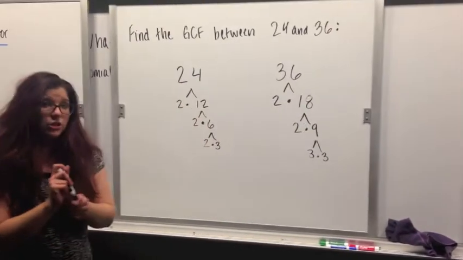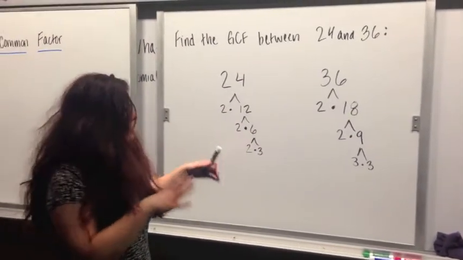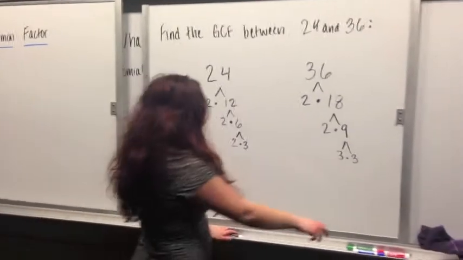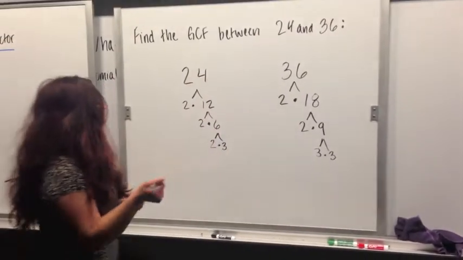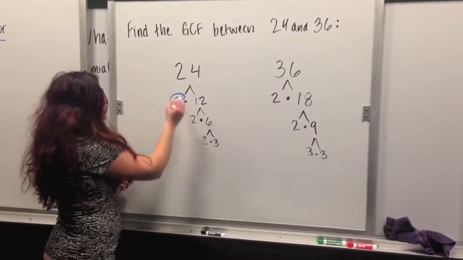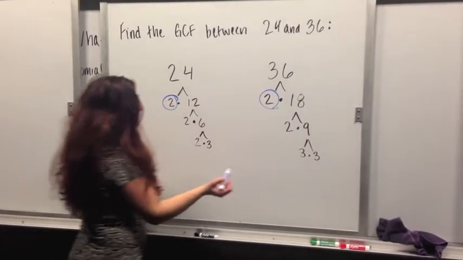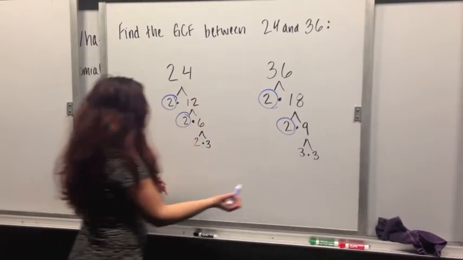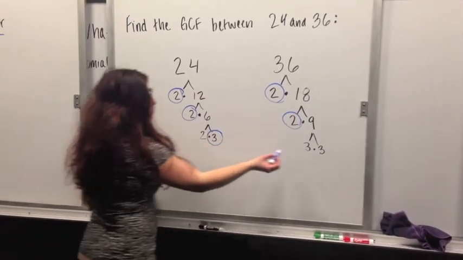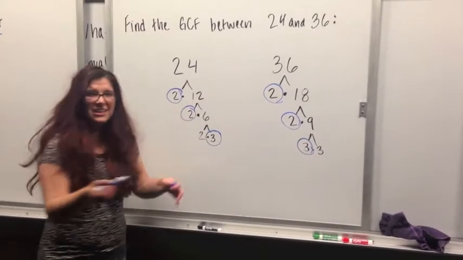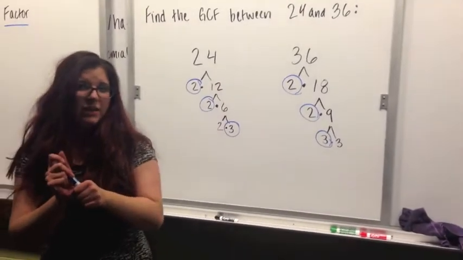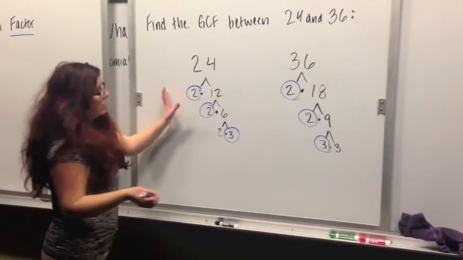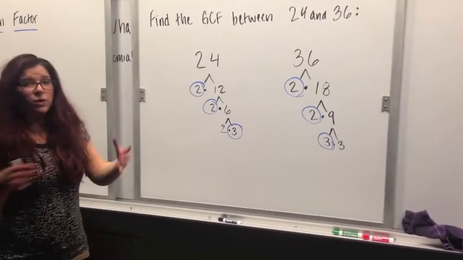So now that we have our numbers and their factors listed out, what we want to think about is what do they all have in common? Looking at my two factor trees, I realize that they both have a 2. And then moving down, they both have another 2. And they both have a 3 also. I like to circle them. You can underline them or highlight them, whatever you guys want to do. So now I have my terms circled, and what does that mean?